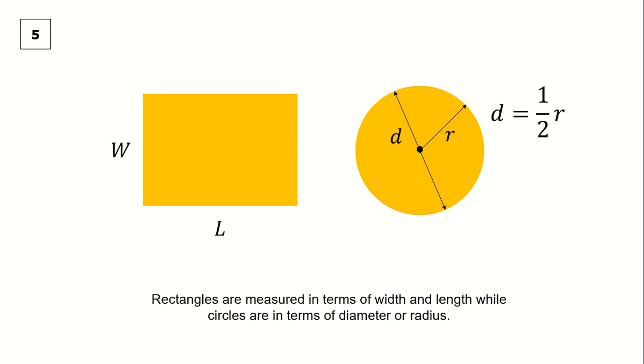Another way to describe the size of the circle is by stating its radius. The radius of the circle is a straight line starting from the center and ending at the edge. The radius r is half of the diameter d. In equation form, r is equal to 1/2 d.